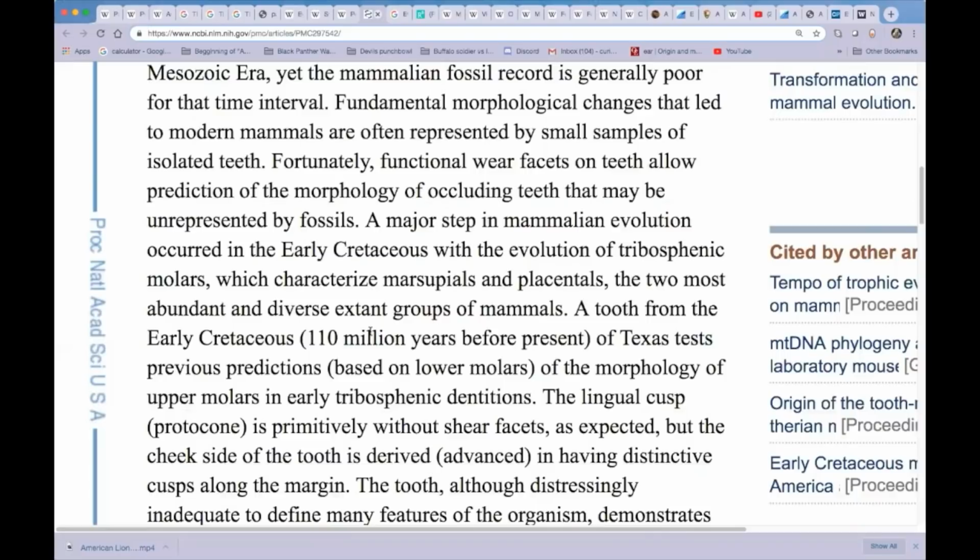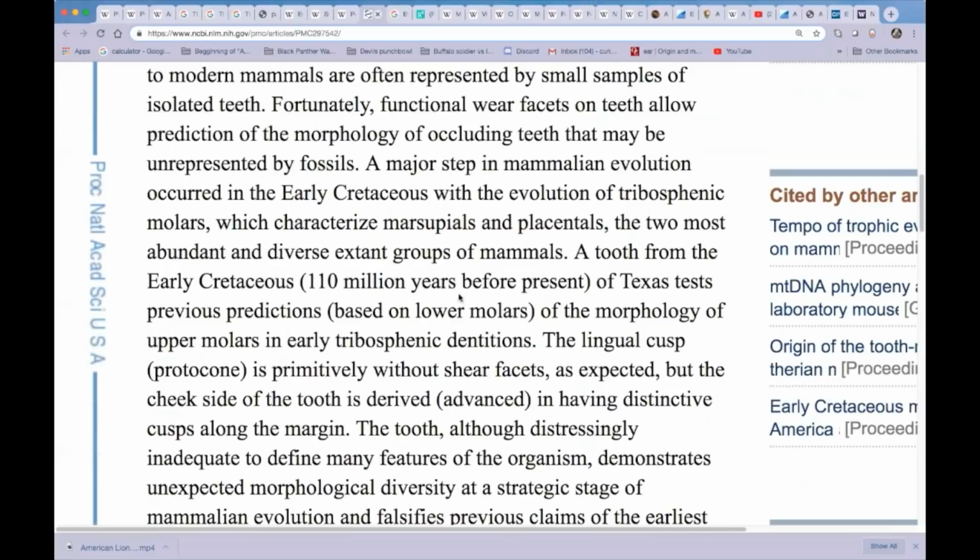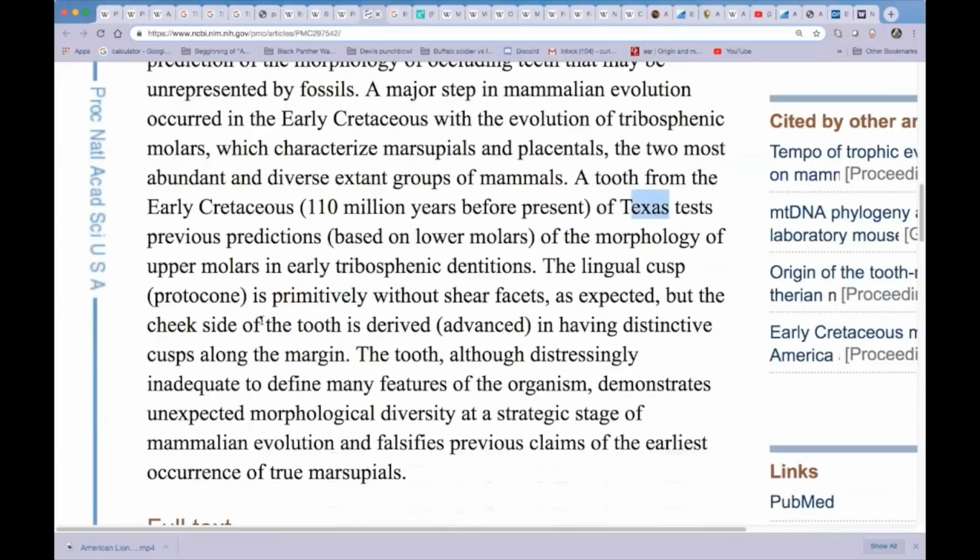It's a lot to read here, but I just want to show you what they're saying. You can pause it if you want to read all of it. It says a tooth from the early Cretaceous, about 110 million years before the present, of Texas, in North America again, tests previous predictions of the morphology of upper molars based on lower molars and early tribosphenic definitions. The lingual cusp, the protocone, is primitive without shear facets as expected, but the cheek side of the tooth is derived, advanced, and has distinctive cusps along the margin. The tooth, although distressingly inadequate to define many features of the organism, demonstrates unexpected morphological diversity at a strategic stage of mammalian evolution and falsifies previous claims of the earliest occurrence of true marsupials.